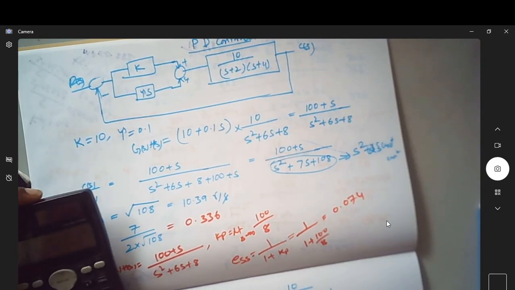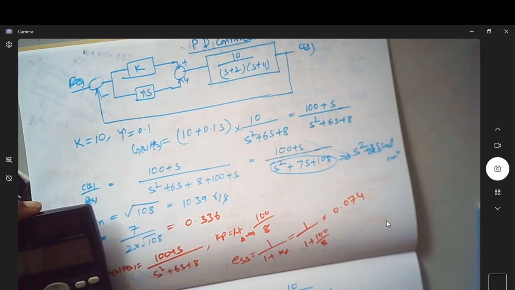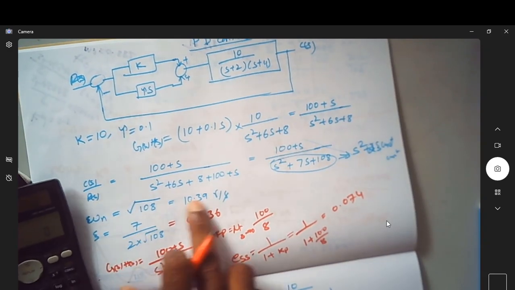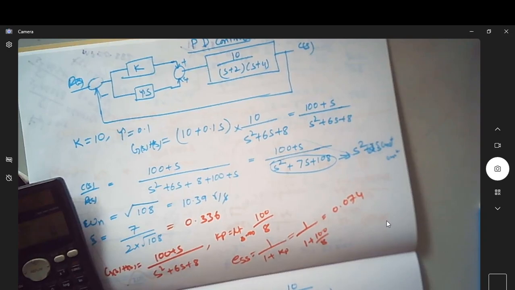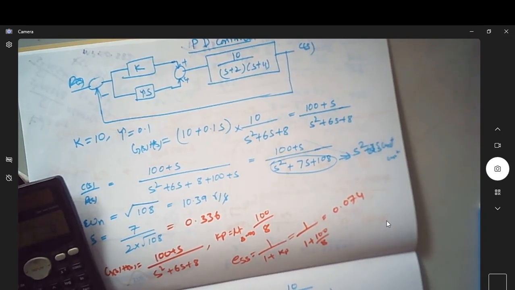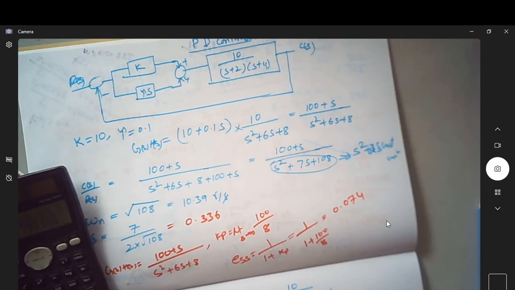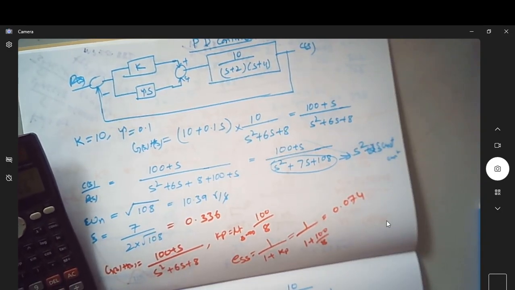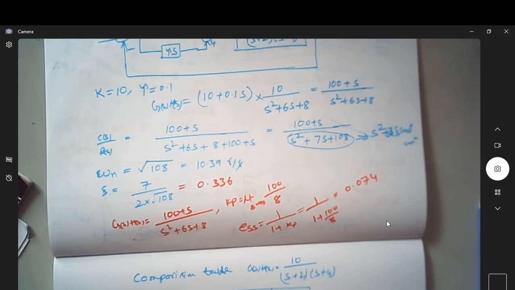How about the settling time? Settling time is nothing but 4 divided by ζωn. So ζ is 0.336, ωn is 10.39, so it is coming out to be 1.14 second. How much is ESS? ESS is 0.074. Now you can just compare these two.